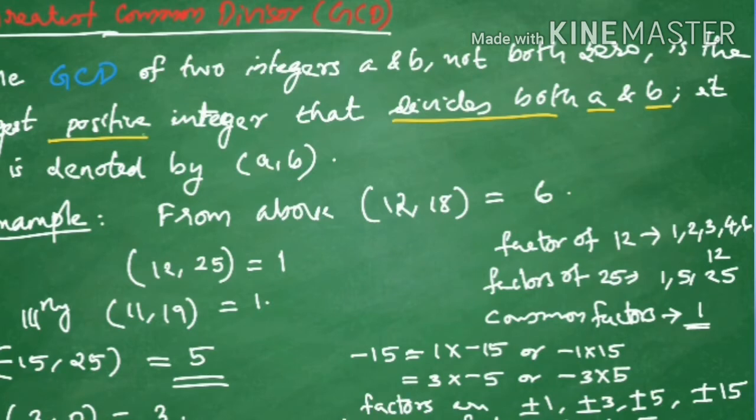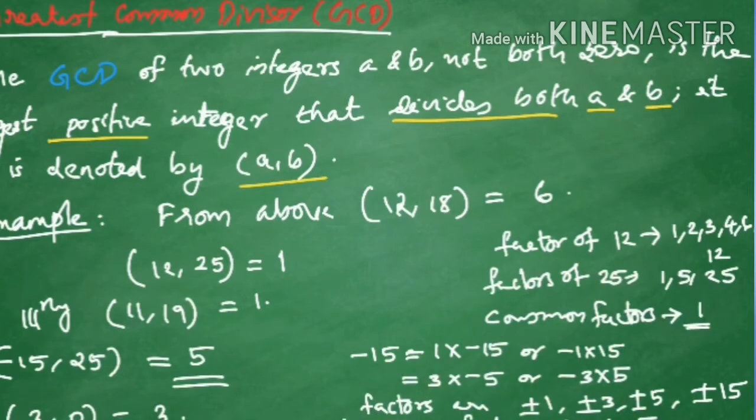So the GCD of the two integers a and b, not both 0. When both are 0, there is nothing to say about the common divisor or greatest common divisor, since the only divisor of 0 is 0 itself. So when not both are 0, the GCD is the largest positive integer that divides both a and b, and we denote it as (a, b).